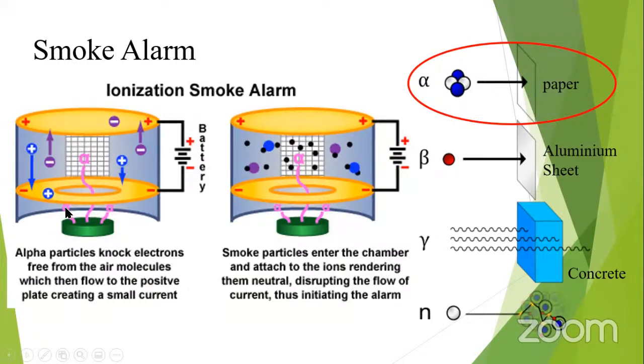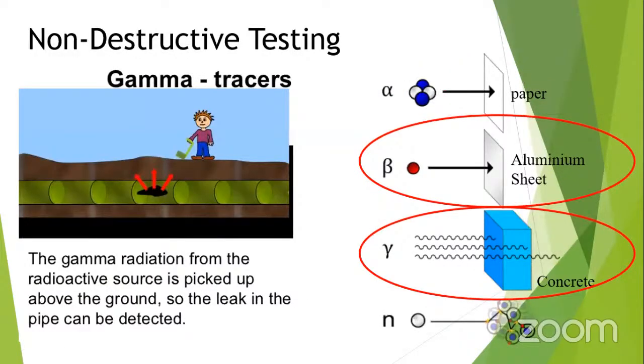So no smoke, alpha particle can go through, no alarm. Got smoke, alpha particle cannot go through, alarm will sound. Basically, it's just like that. All right. So second thing is what we call non-destructive testing.